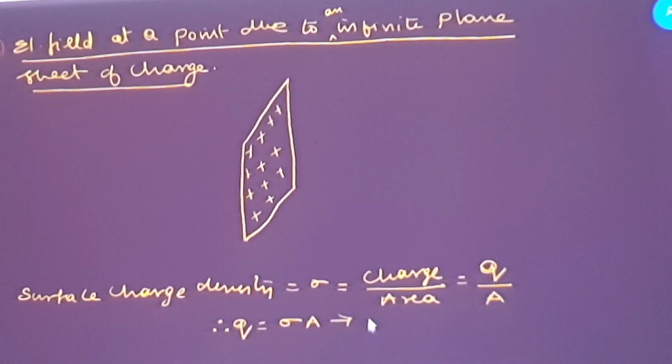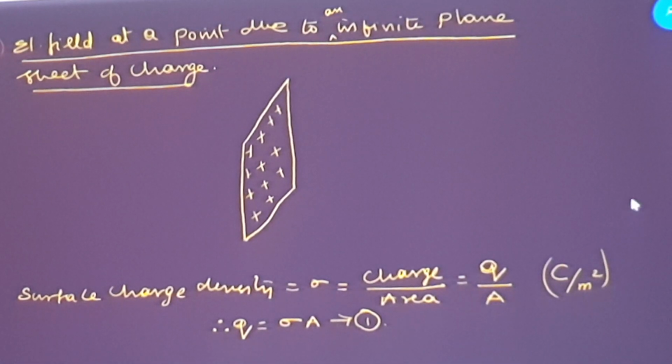Let us take this as equation number 1. The charge available in a plane sheet of area A is given as Q is equal to sigma into A, where sigma is called the surface charge density. Surface charge density means charge per unit area, and it is measured in coulomb per meter square.